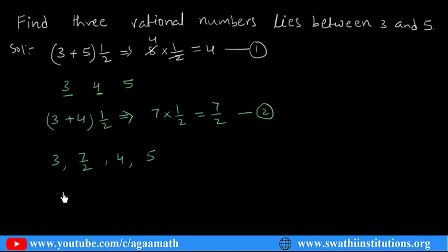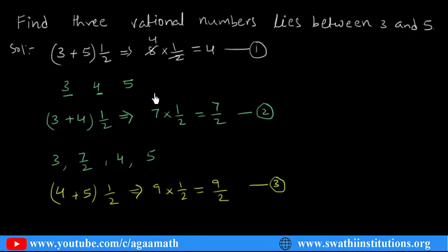So let me consider 4 and 5. 4 plus 5 of 1 by 2. So it is what? 9 into 1 by 2. So it is 9 by 2. So this is the third rational number that lies between 3 and 5.